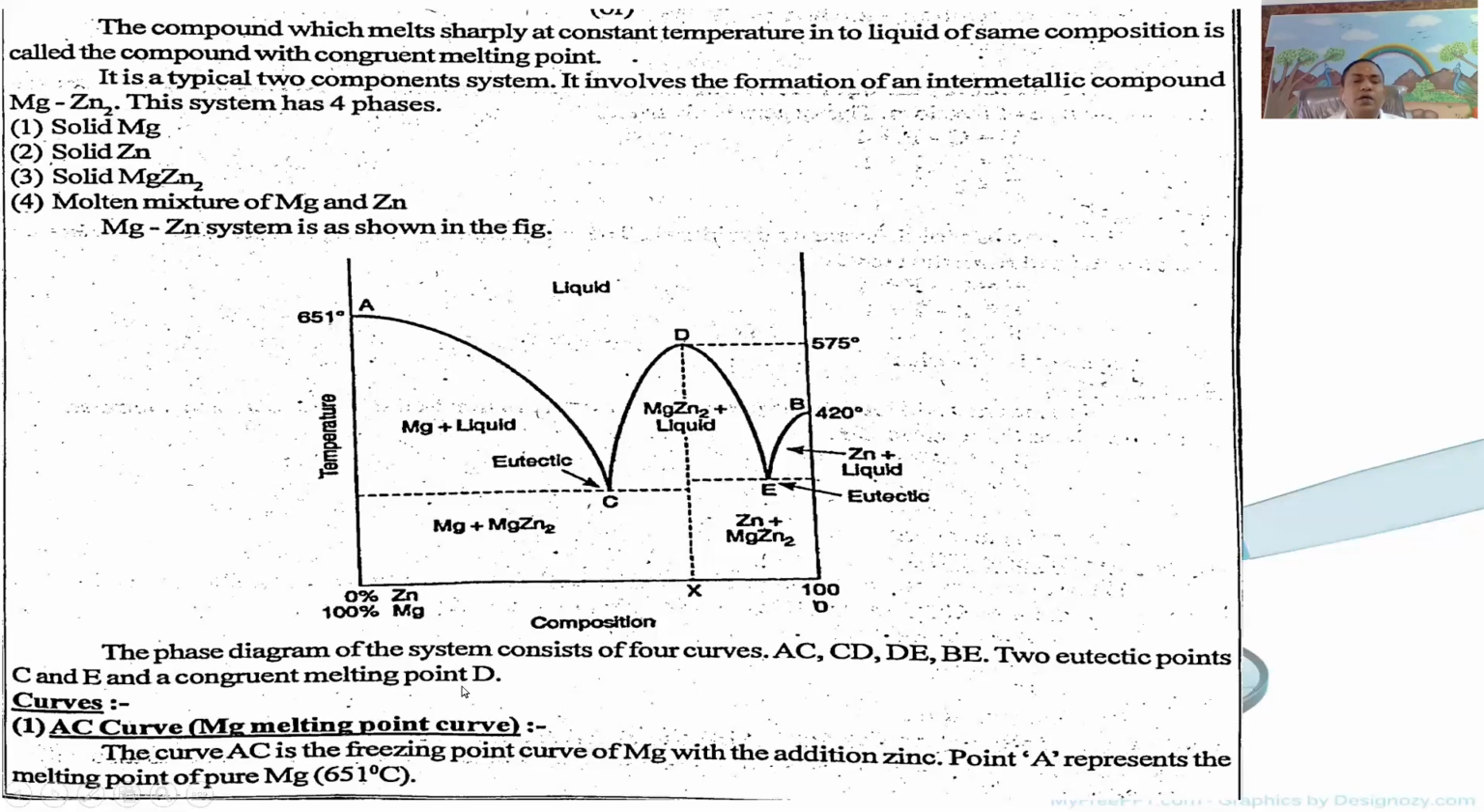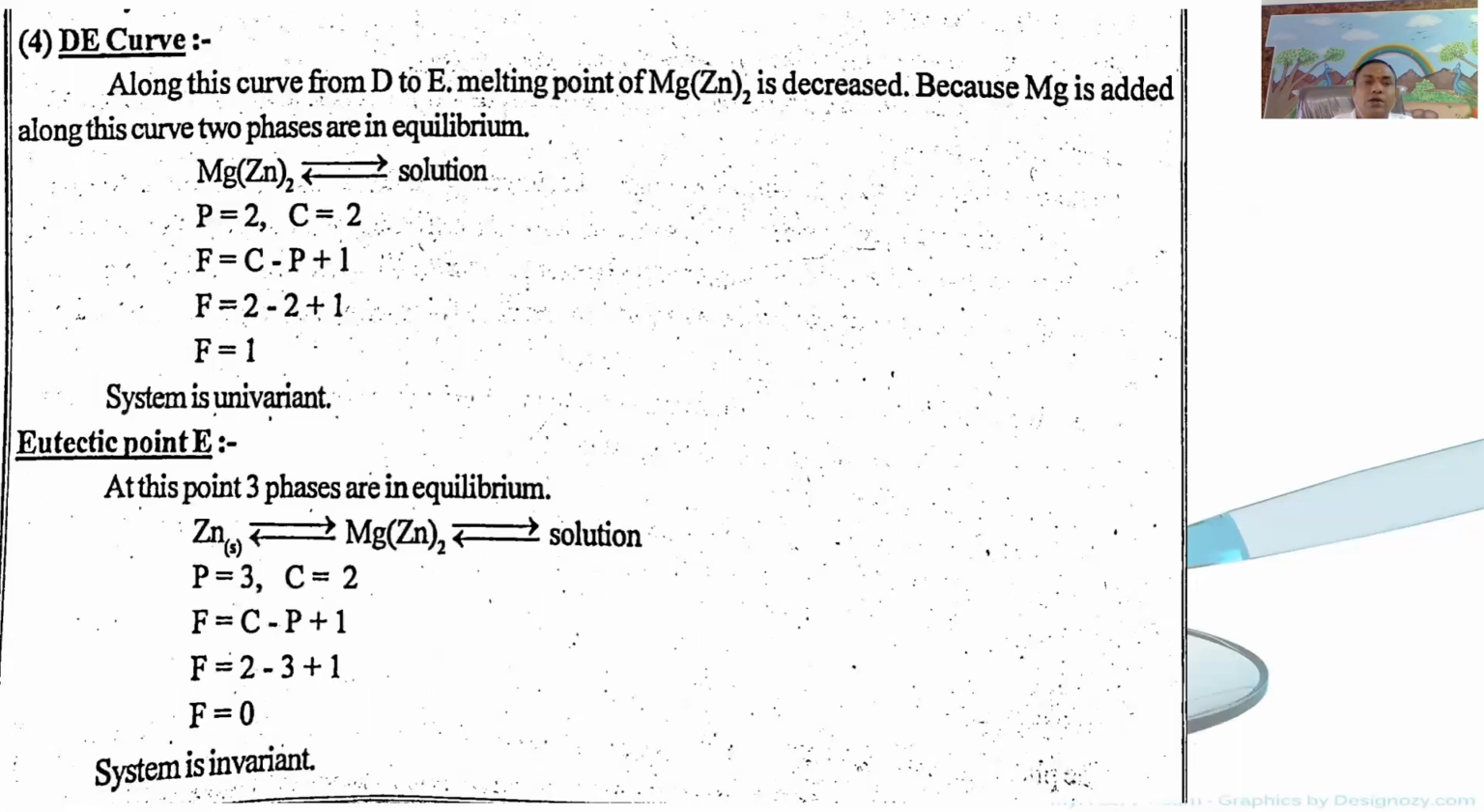Here in the phase diagram, the AC curve shows the melting point curve of magnesium. The curve AC is the freezing point curve of magnesium with the addition of zinc. Point A represents the melting point of magnesium, that is 651 degrees centigrade.